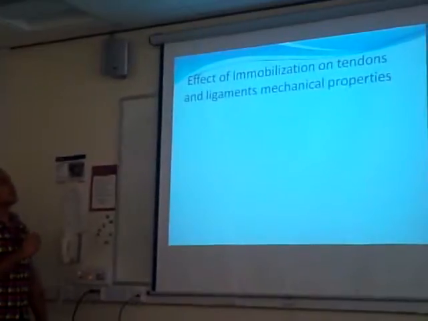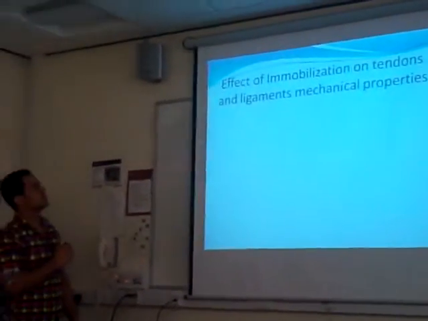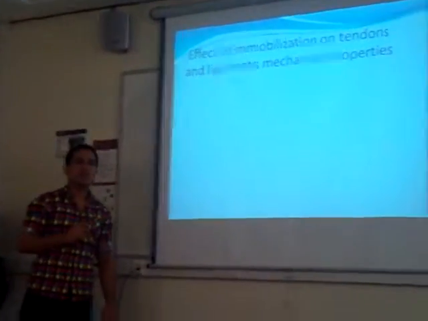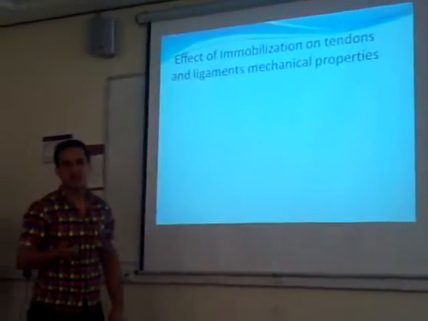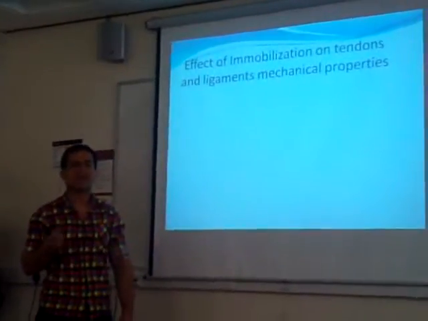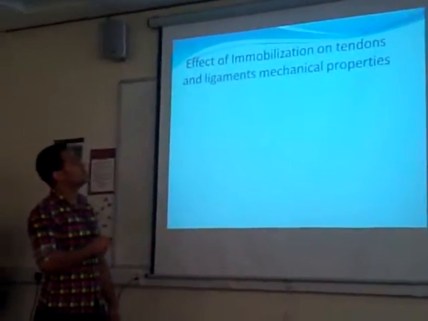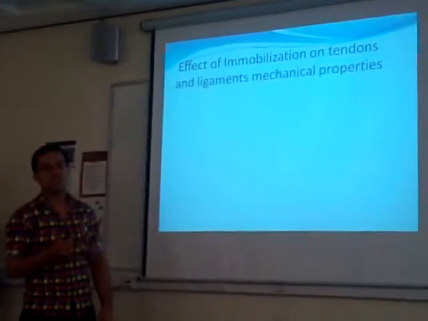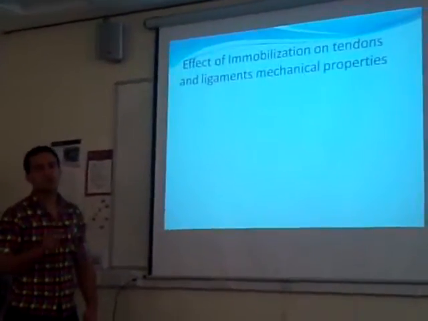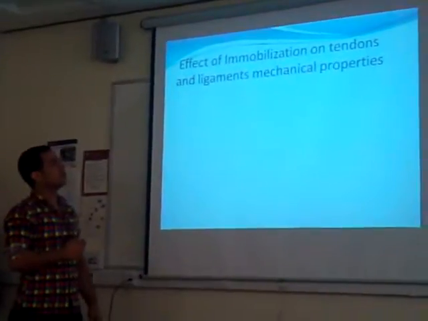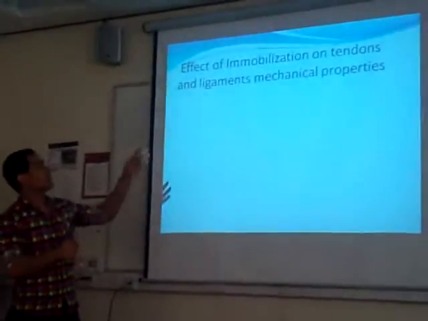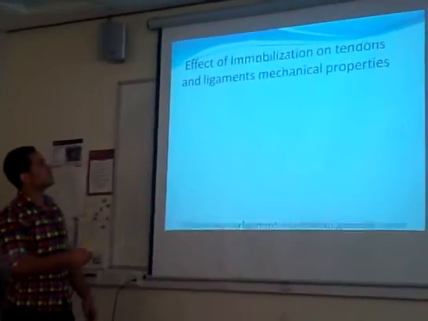Another important factor is the effect of immobilization on the mechanical properties of tendons and ligaments. When a person's hand breaks, for example, he has to put it in a cast. So his hand remains unmoved for a long time, which can affect the strength of the muscles and also the mobility of the ligaments. So here I'm going to look at the effect of immobilization on tendons and ligaments.